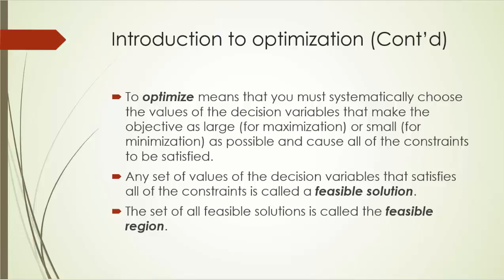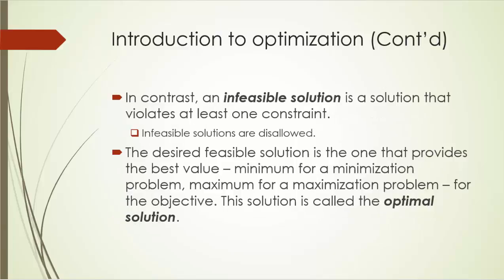Any set of values of the decision variables that satisfies all the constraints is called a feasible solution, and the set of all feasible solutions is called the feasible region. We'll demonstrate feasible solution and feasible region when we discuss the graphical approach to solving linear programming models. In contrast, an infeasible solution is a solution that violates one or more constraints. In optimizing our objective, infeasible solutions are not allowed.